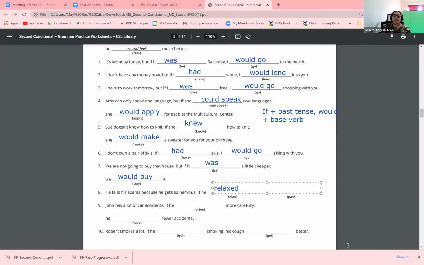Relaxed. Beautiful. And then what would be the next one here? Would pass. Beautiful. Would pass. So don't forget the structure. That is the king. You know the structure. You won't make a mistake. Okay.